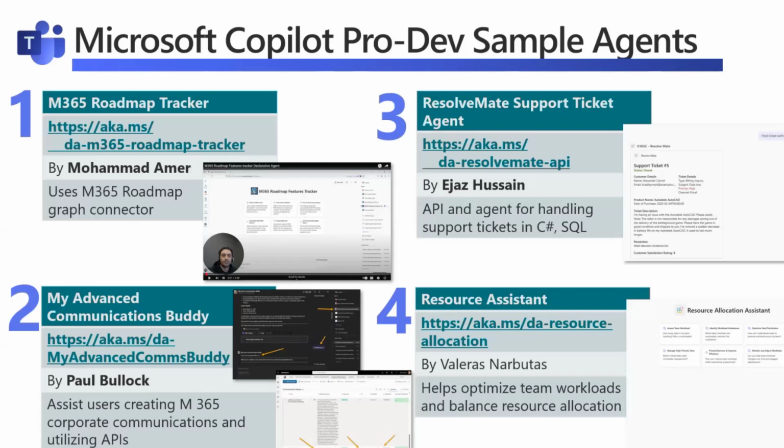We've got 4 samples, partly because I got a little bit behind on processing them. But anyway, thanks for your patience, eJazz. So we've got the M365 roadmap tracker. This actually uses the graph connector, a different sample, to consume the M365 roadmap, and then it can answer questions and talk to you about what's coming in M365.